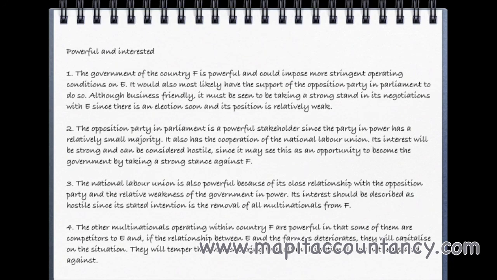So okay, they are powerful and interested, but they won't want to see too much damage being done to E because they may worry that that will happen to all multinationals in the country, because it does look like there's a bit of hostility there towards multinationals in general. So those are the groups that are powerful and interested. If you came up with other ones, that's fine, as long as you justified through your discussion why you said that they were powerful and interested.